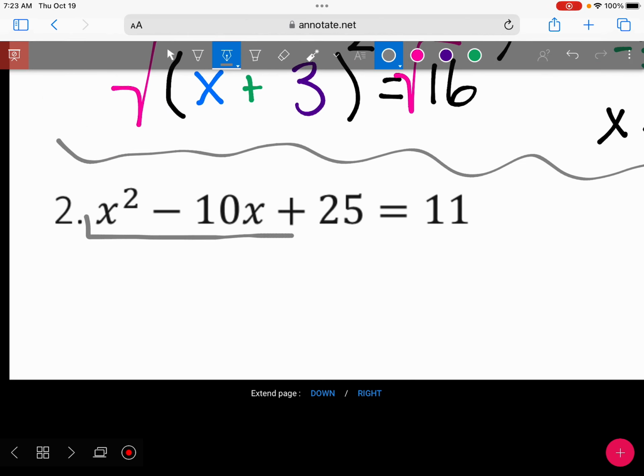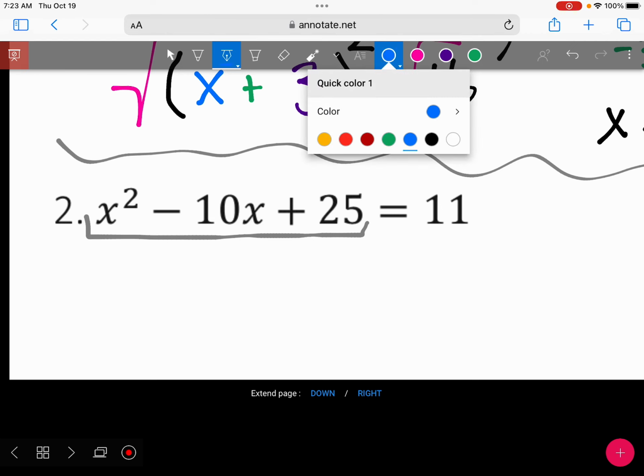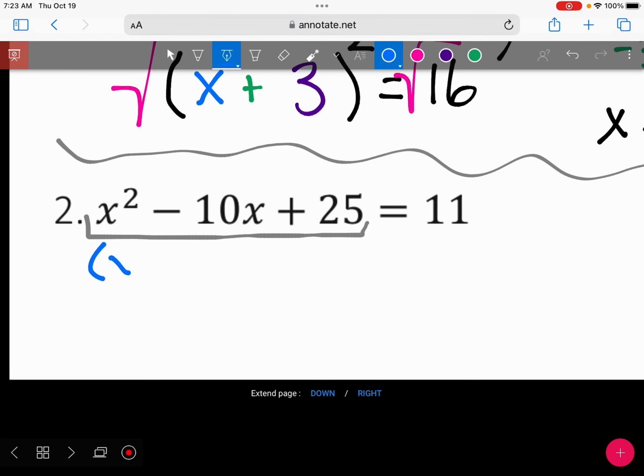We're looking at just this left-hand side. Our front term, that's an x that's been squared. Our back term, what squared gives us 25? 5. And our middle term is 2 times one of each of those, x times 5. And it is.